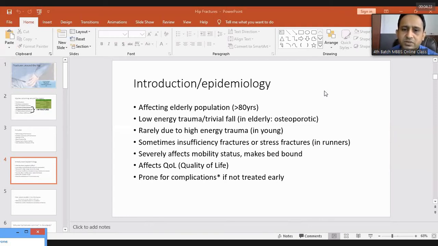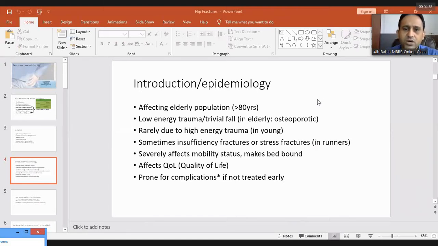And sometimes there are stress fractures, caused by repetitive stress to the bones. That is actually seen in military recruits, runners, athletes, and all those people.